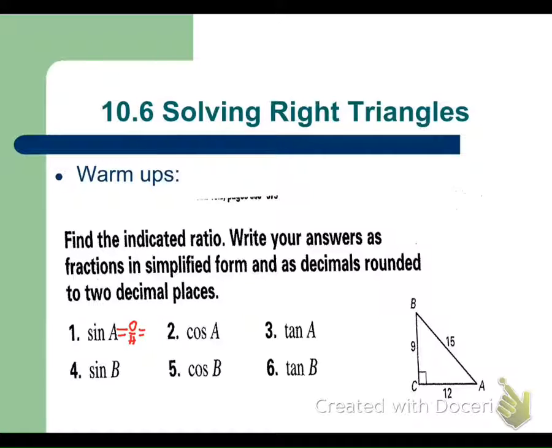So opposite of A is which side length? It's 9, yep. Over the hypotenuse, which is 15. Nice job. Okay, now if we were going to write that as a decimal, what would that decimal be? 9 divided by 15? Okay, let's wait. It's not a guess if you don't know it. You said divide that. So 9 divided by 15 should be 0.6.